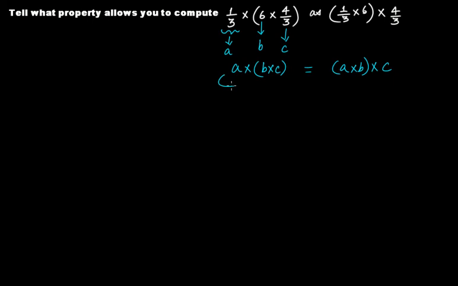This is the associative property of multiplication of rational numbers. It's important to write multiplication because there is an associative property for addition of rational numbers. Multiplication of rational numbers.